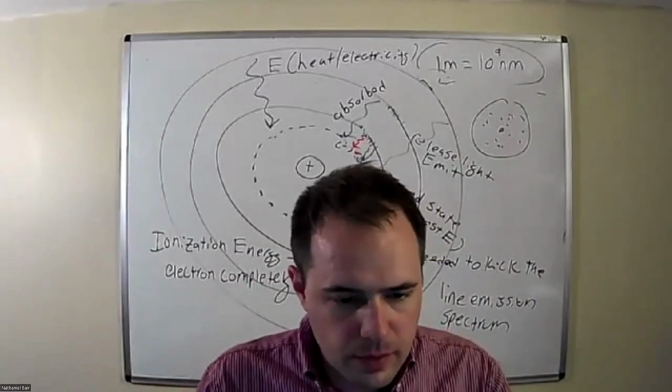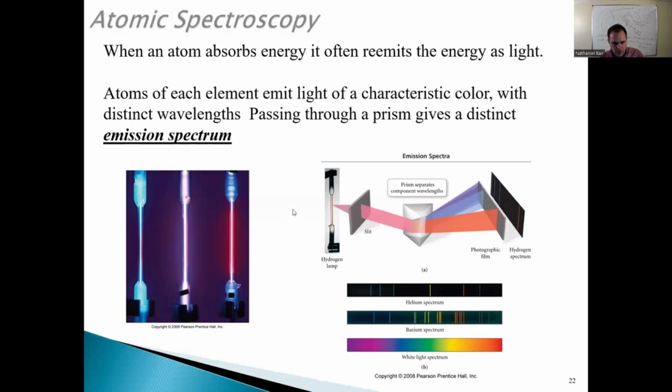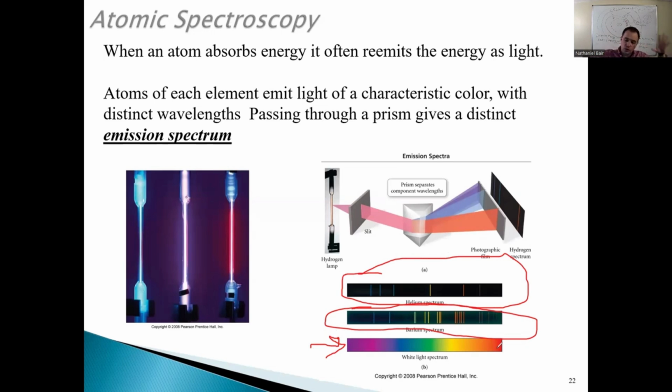Let's take a look at the slides and I'll show you what I'm talking about. So here is the line emission spectra for helium. And here's the line emission spectra for barium. So you can see this is the full continuous spectrum. This is what you get if you would point a spectroscope at the sun or an incandescent light bulb, one of those old school light bulbs that has the tungsten filament that glows. They're kind of illegal now, right? Okay, but you get the full Roy G.